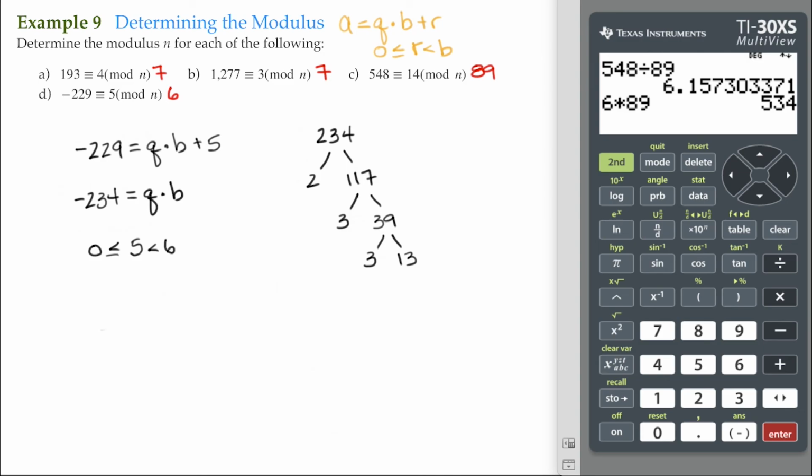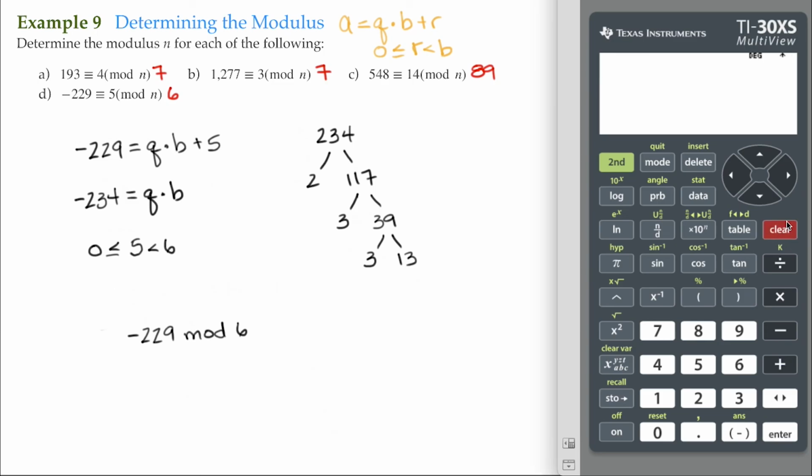And again, we can check it. We could say negative 229 mod 6 should equal 5. So we'll try it. Negative 229. Divide that by 6. Don't forget, we always round our quotient down. So I'm going to round it down to negative 39 times 6 gives us negative 234. So that gives us a difference of 5, a remainder of 5. So it works. And there we go.